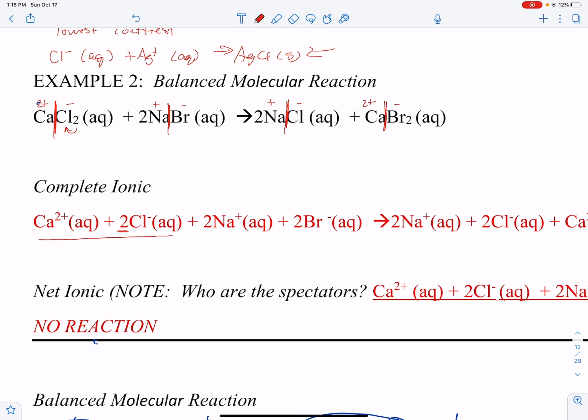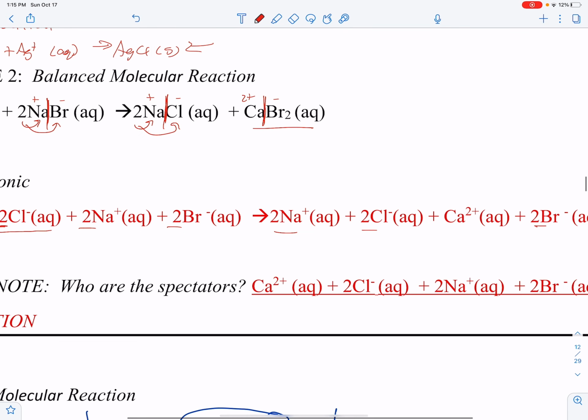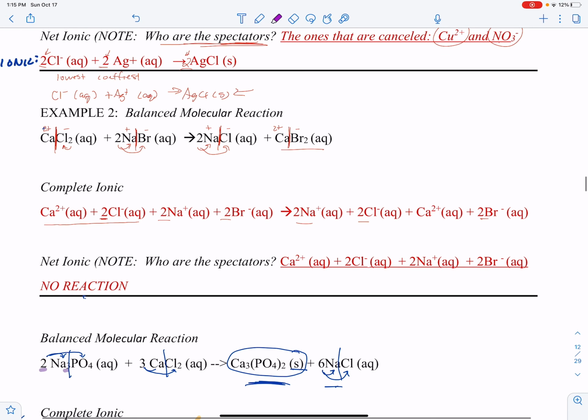You shouldn't have any little sub numbers unless it's a polyatomic ion group. Notice that my 2 got put with the Na and the Br. Notice that my 2 got added to the Na and the Cl, so that's all good. And then I have my CaBr. Notice that the Br, it still has this 2. Everything has phases, everything has charges. And then I'm just going to find my matches. So there's a match.